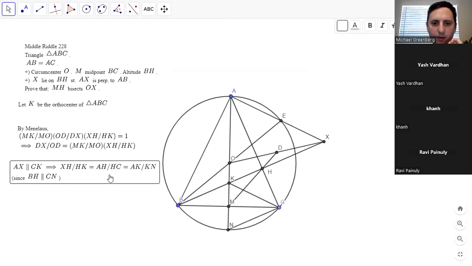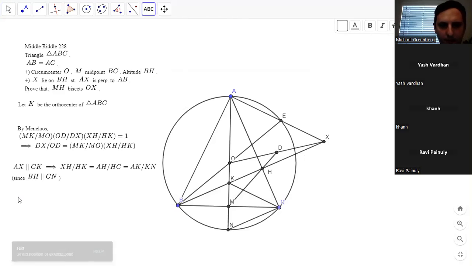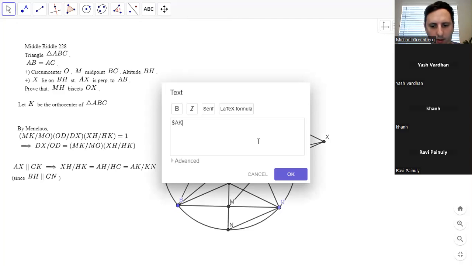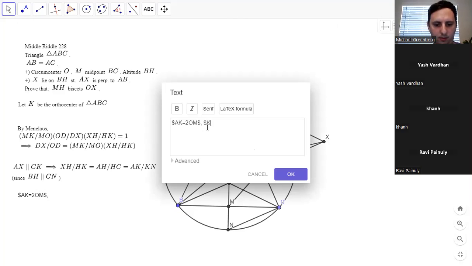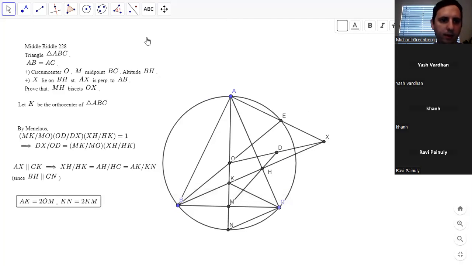And then AK over KN, where AK is 2OM, and KN is 2KM. So combining the above, DX over OD equals 1.